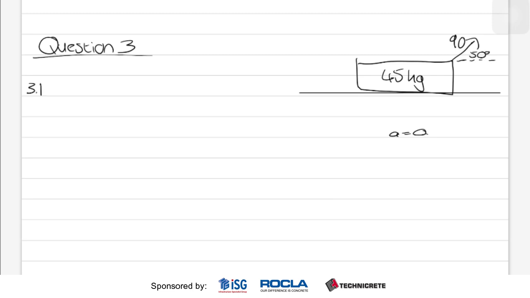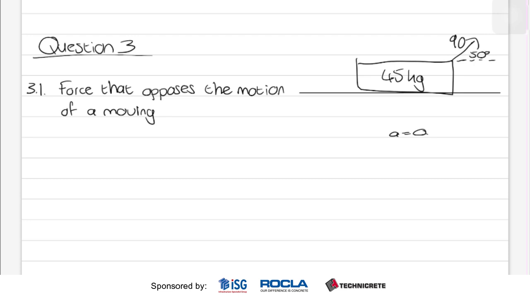First question, 3.1 says, define the term kinetic frictional force. Again, definitions are so important. There are free marks in your exams. Please, please, please study your definitions. Frictional force is the force that opposes the motion of an object relative to a surface.